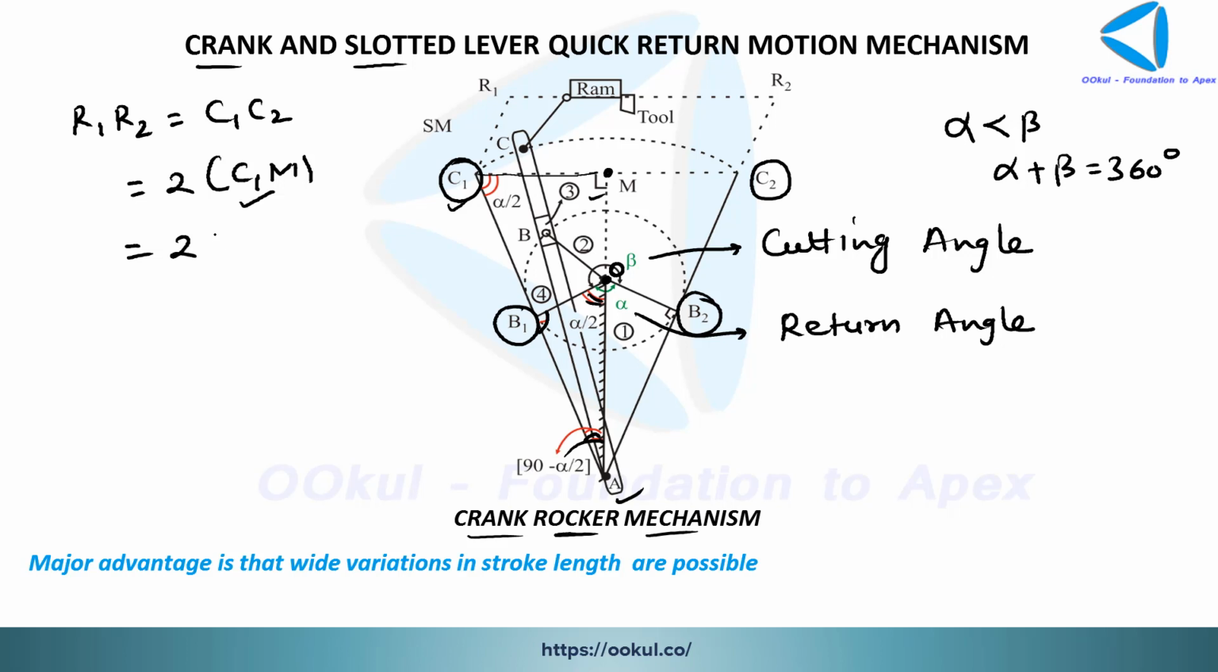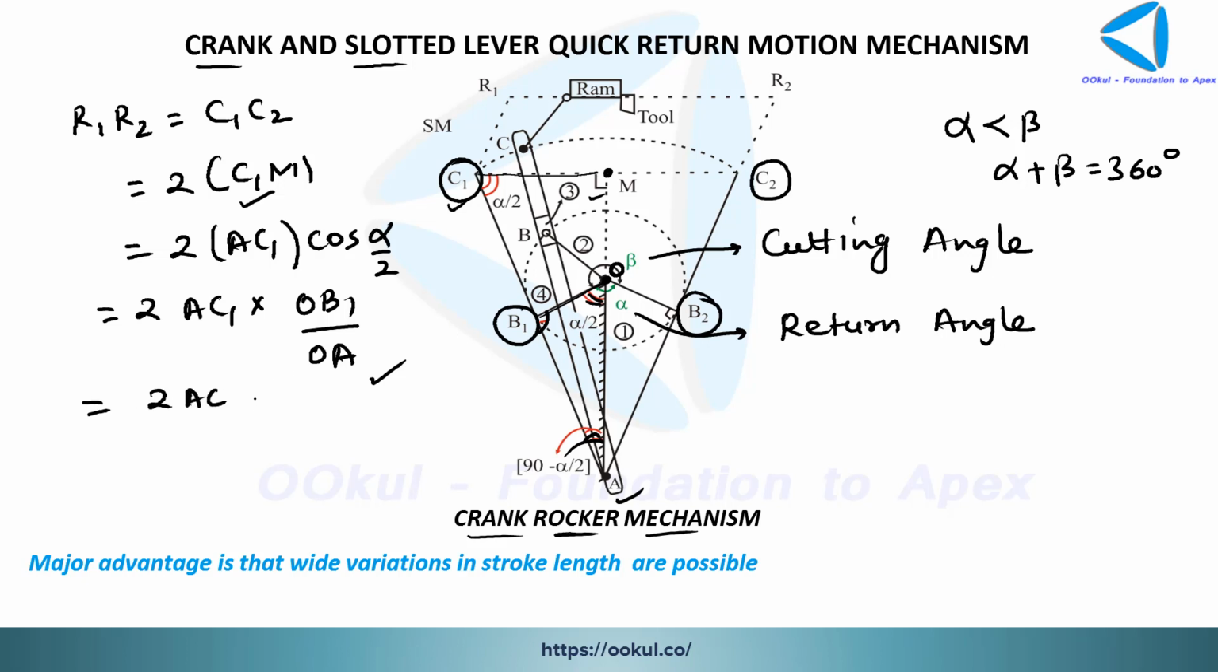So you can write it as twice of AC1, because it is twice this. So C1M can be written as AC1 into sine of 90 minus alpha by 2, that will become cos of alpha by 2. So this can be written as twice of AC1 into cos of alpha by 2. If you see in this smaller triangle, the cos of alpha by 2 can be written as OB1 divided by OA, that is base by hypotenuse, that becomes your cos alpha by 2. Or you can write it as twice of AC into OB divided by OA.